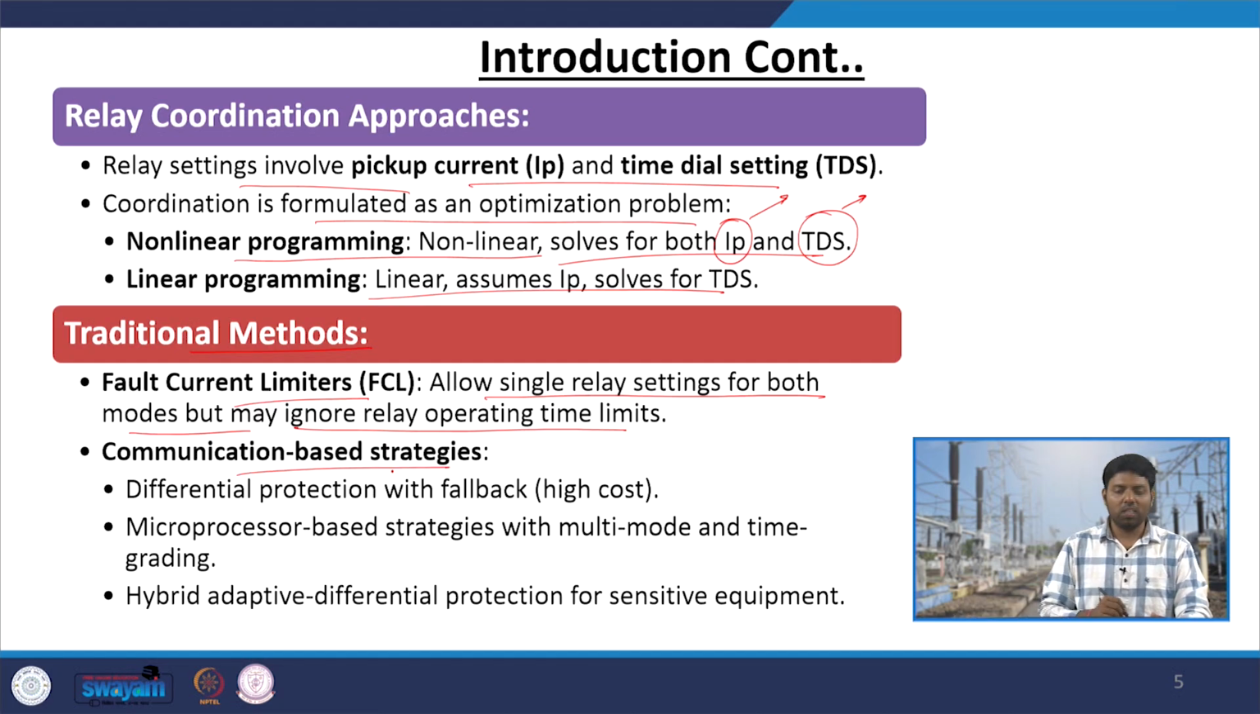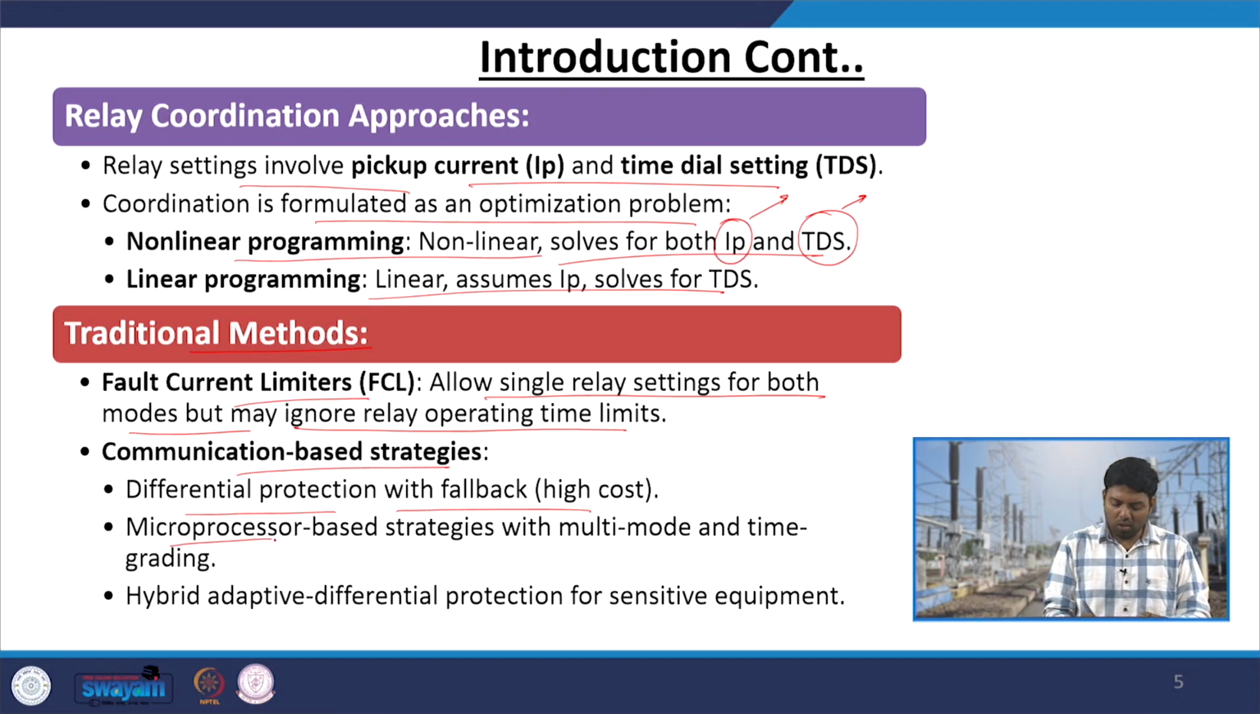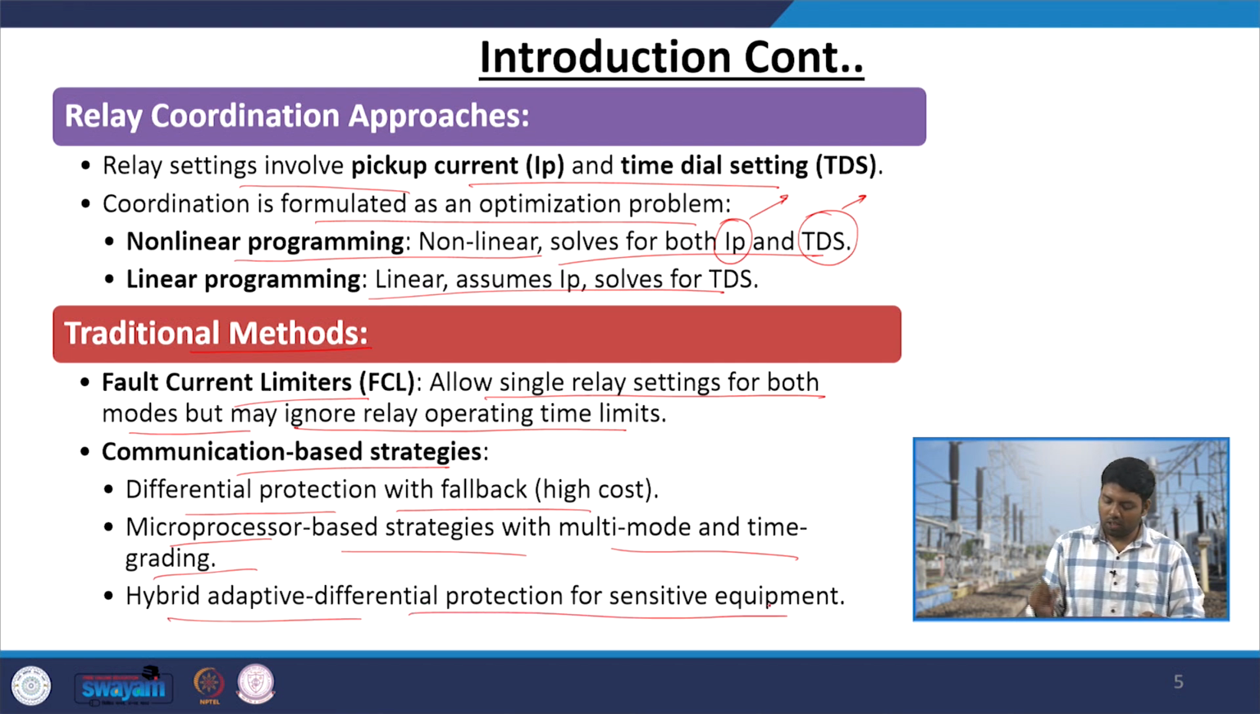Second, communication based strategies, the differential protection and the feedback fallback. Differential protection, we know, takes the data from both sides and then compares, and that is very good when you go for equipment protection. Or you can do the microprocessor based strategies with multi-mode and time grading, or hybrid adaptive differential protection for sensitive equipment.